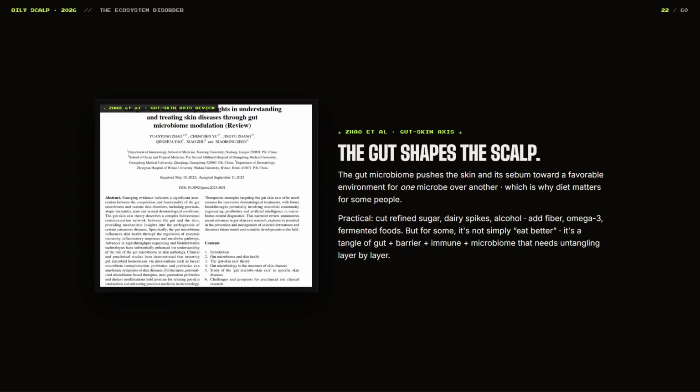So my quick recommendation would be to start with a sort of low glycemic, high fiber, anti-inflammatory diet, reduce alcohol and obviously dairy and sugar triggers, and focus on consistency rather than pretending diet alone fixes every scalp problem. Just try to eat as healthy as you can. But that's for the gut and skin microbiome axis.